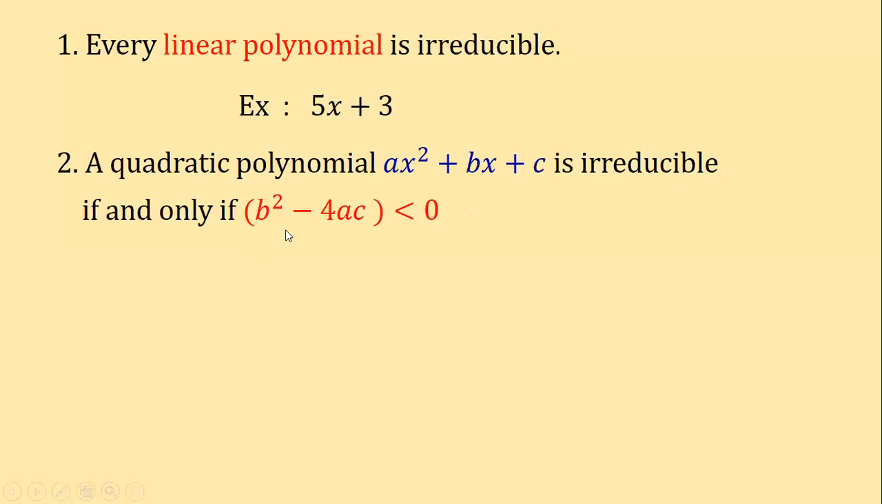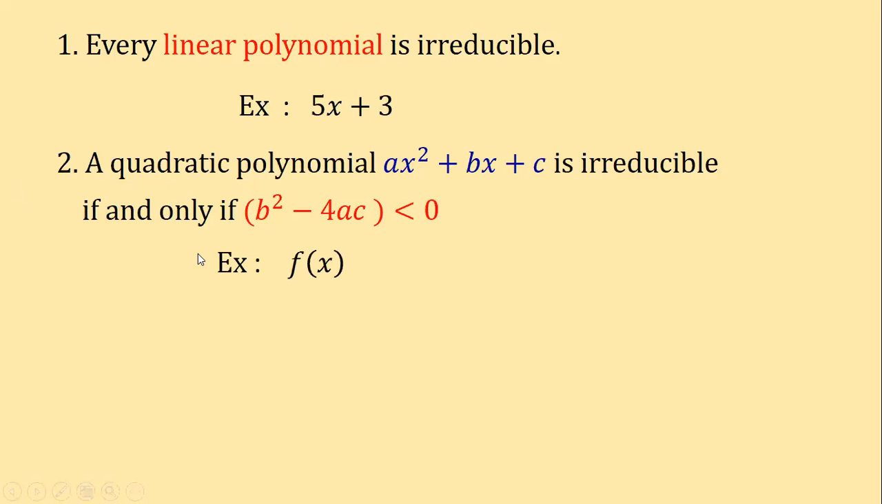We can verify whether b square minus 4ac is less than 0 or not. If it is so, then it is irreducible. Otherwise, it can be reduced. Reduce it to what? Reduce it to a product of linear factors, a product of two linear factors, as you have seen in the previous example. Is it clear, children? So let us see an example here.